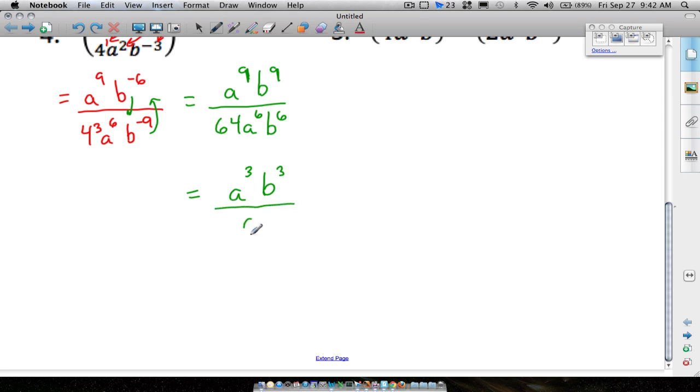At the bottom, all we have left is a 64, because essentially what we're doing when we subtract here is getting rid of those a's and b's at the bottom since we had more of them at the top. So a cubed, b cubed over 64 is going to be the answer to that problem.